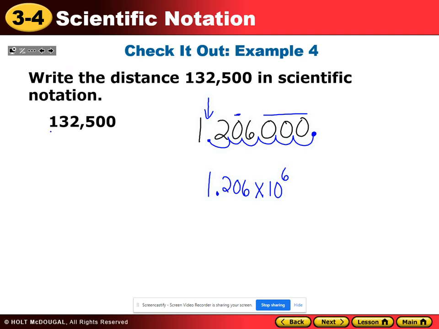1.206. I don't include these zeros because they don't hold a value. This one is important because it helps to make sure that 206, that's a lot different than 26 if I would take it out of there. So it is important if there's zeros between numbers, we have to write them. But if the zeros are at the end, we do not write them. So zeros between numbers, we do write. Zeros at the end, we don't have to write.